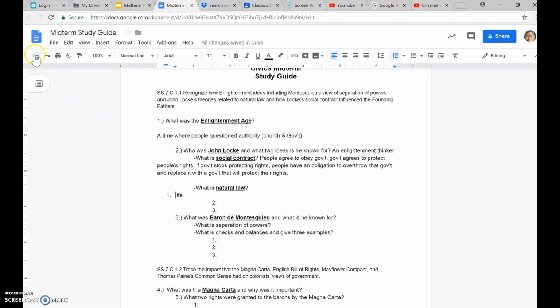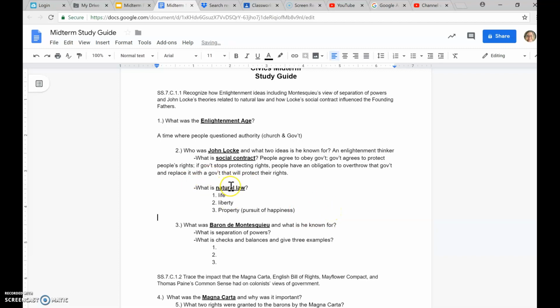Oh, undo that. Whoopsie. Life, liberty, and property. But in parentheses, I'm going to put pursuit of happiness, because that's what it says in the Declaration of Independence. There you go. There's the three natural laws.